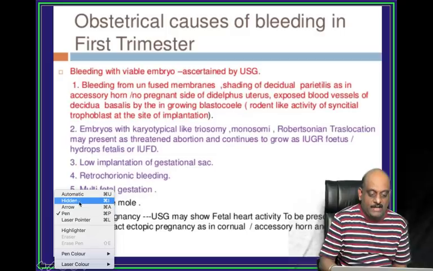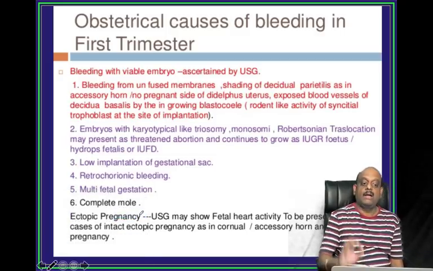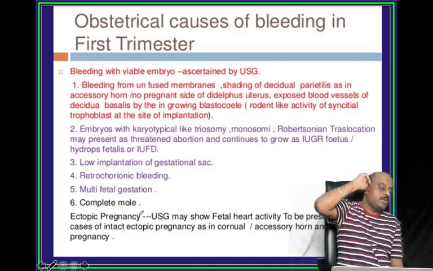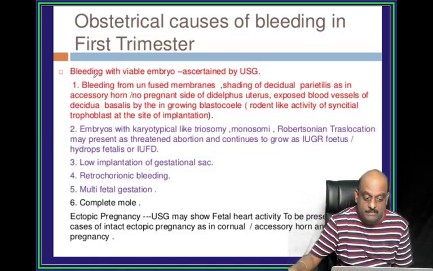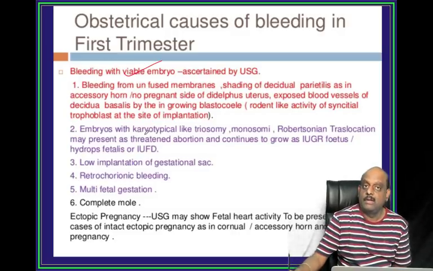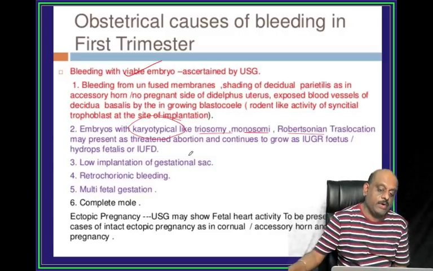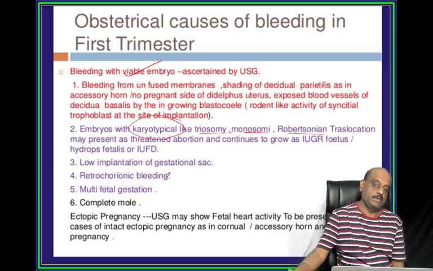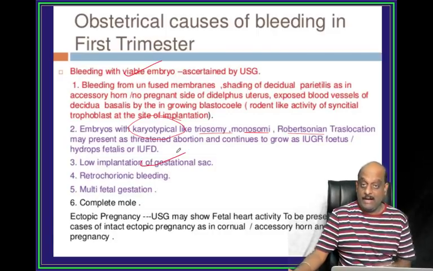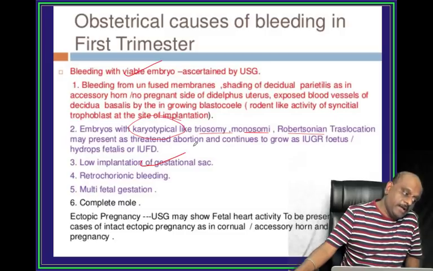So the answer is none, absolutely. So, doctor, first trimester, all causes of bleeding, but what are the causes? Bleeding from the viable embryo, bleeding from karyotypical anomalies like trisomies, monosomies, Robertsonian translocations. Low implantation of the gestational sac can cause first trimester bleeding.